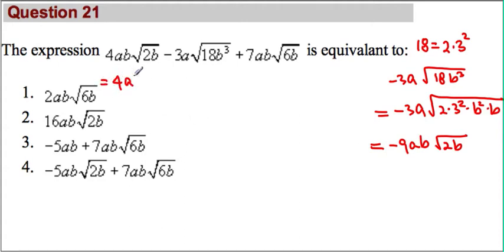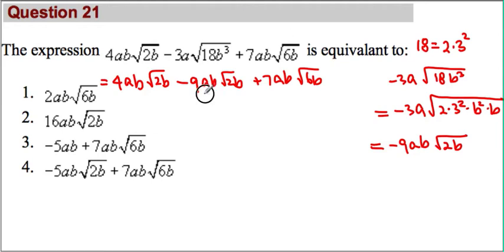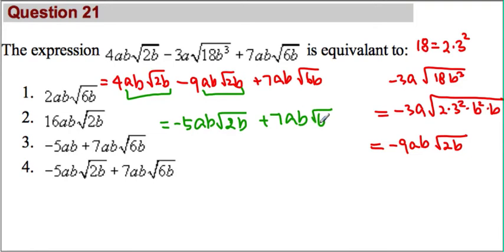So let's try to rewrite this one once again. Then this is equal to 4ab square root of 2b minus 9ab square root of 2b coming from here, and plus 7ab square root of 6b. Now, you notice that these two terms carry ab's radical 2b exactly the same way, but not the third term because it has 6b within the radical. So therefore we can combine the first two terms, not the last one. Then we end up getting negative 5 and carry the rest of them through. Plus 7ab square root of 6b. Alright, so that becomes our answer, which is choice 4, it seems.